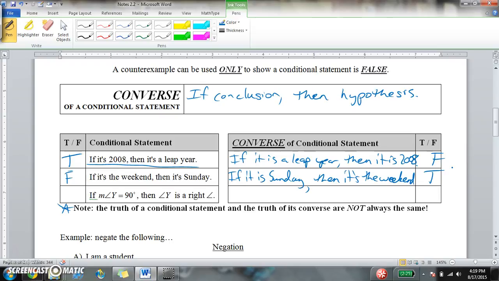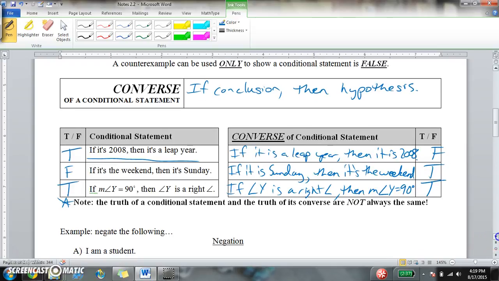Last one, if measure of angle y equals 90 degrees, then angle y is a right angle. That's a true statement because a 90-degree angle is a right angle. If I switch it around for the converse, if angle y is a right angle, then measure of angle y equals 90 degrees. That is also true. That's a statement that's true both ways.